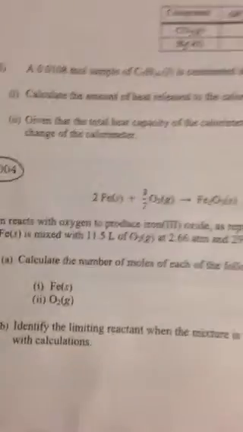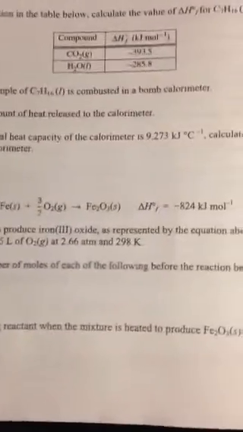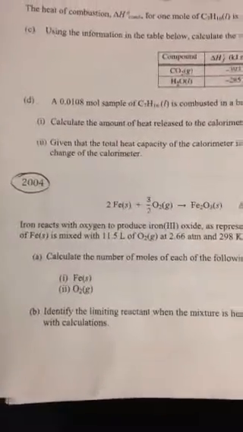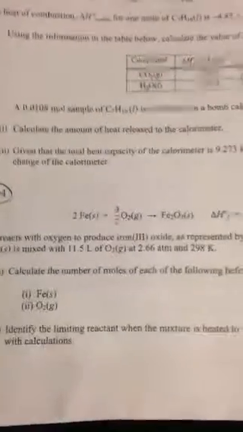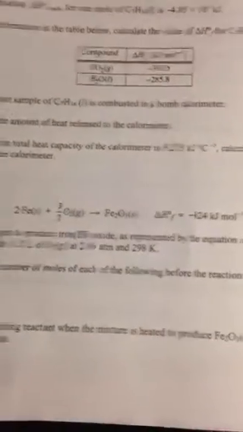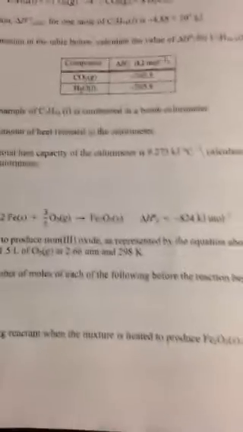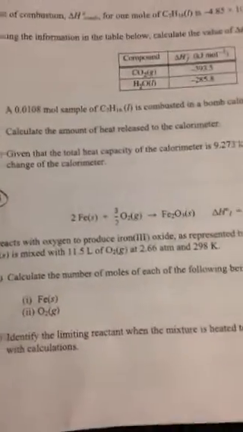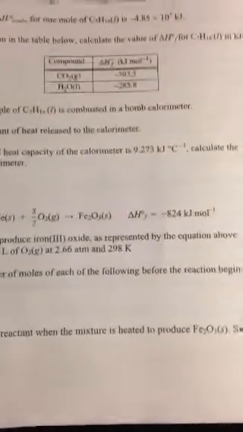Iron reacts with oxygen to produce iron oxide as represented by the equation above. A 75-gram sample of iron is mixed with 11.5 liters of O2 at 2.66 atmosphere and 298 Kelvin. Calculate the number of moles of each of the following before the reaction begins.